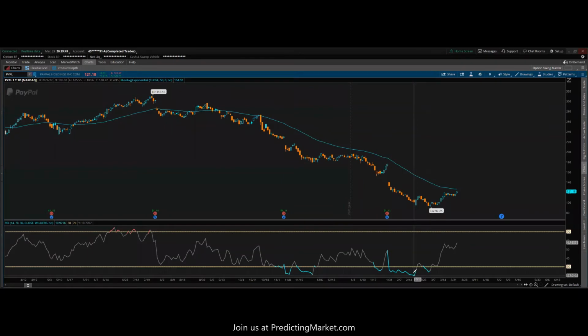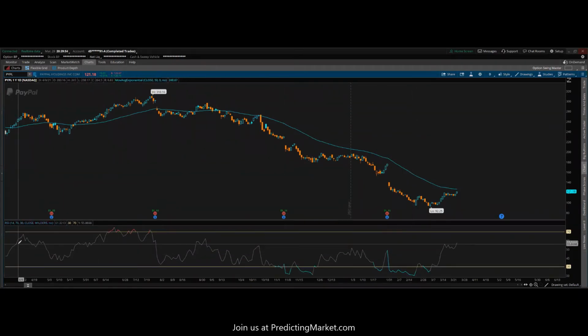But if you are a swing trader, like you trade for the short term, I always recommend to put a line on 50 to see which trend it is taking.